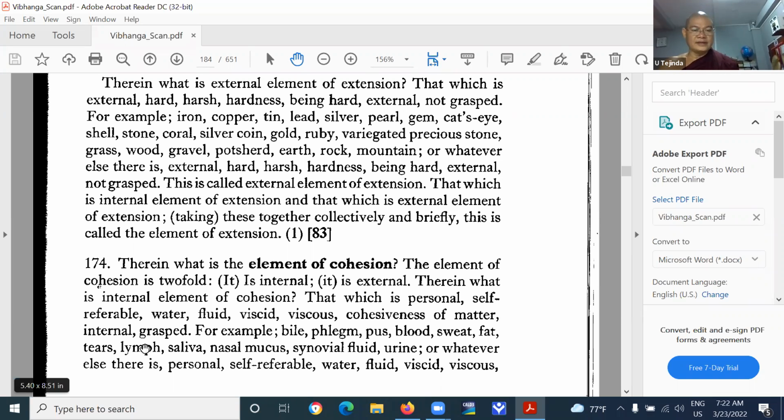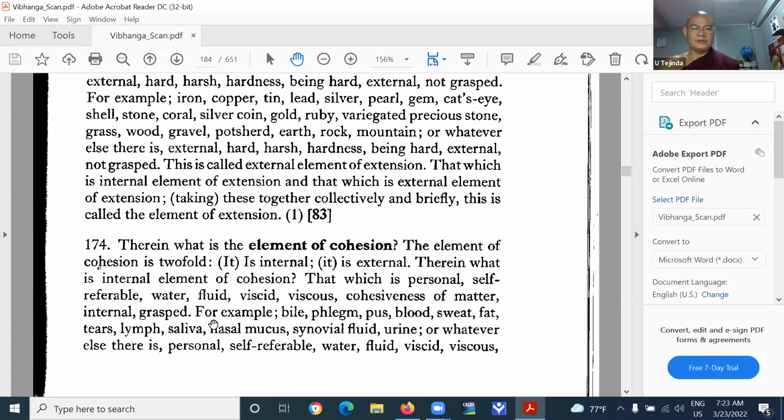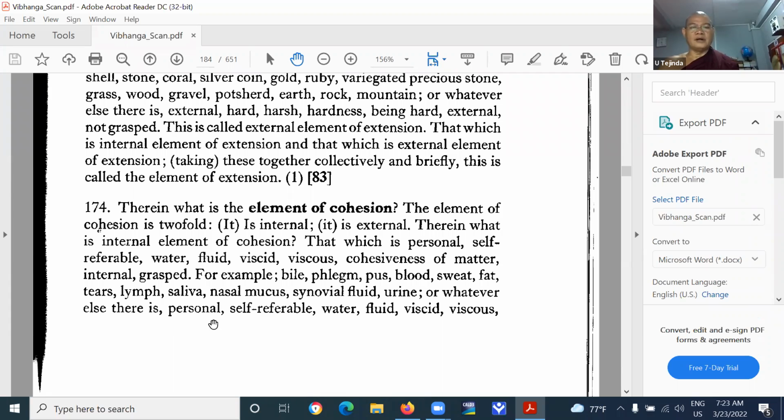Internal, upadinna, here also upadinna. Because these 32 parts of the body are produced by kamma, that's why they are called upadinna. But here it is not exactly upadinna. When we say upadinna, we don't refer only to kammaja rupa, we refer to other rupa also.